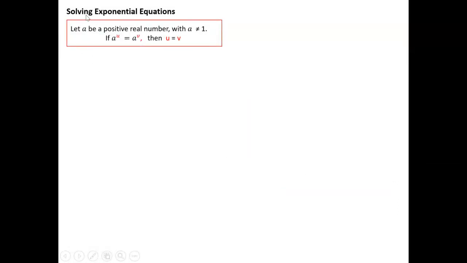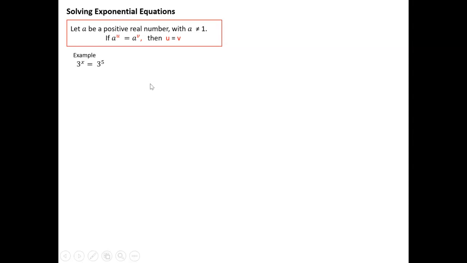Okay, now the next topic we're going to cover is solving exponential equations. This is the property or the rule that they have. Let a be a positive real number with a not equal to 1. So here's my condition: if a to the u power equals a to the v power, then u must equal v.